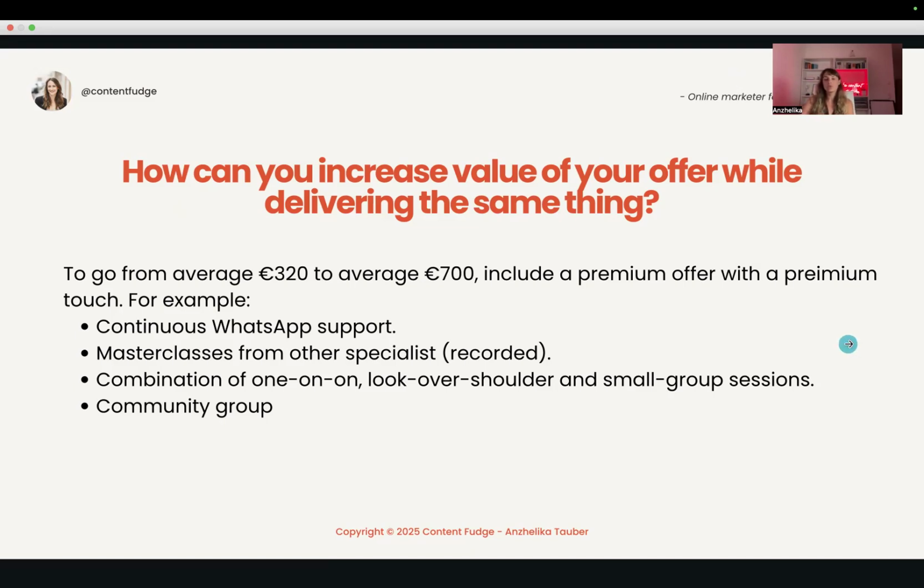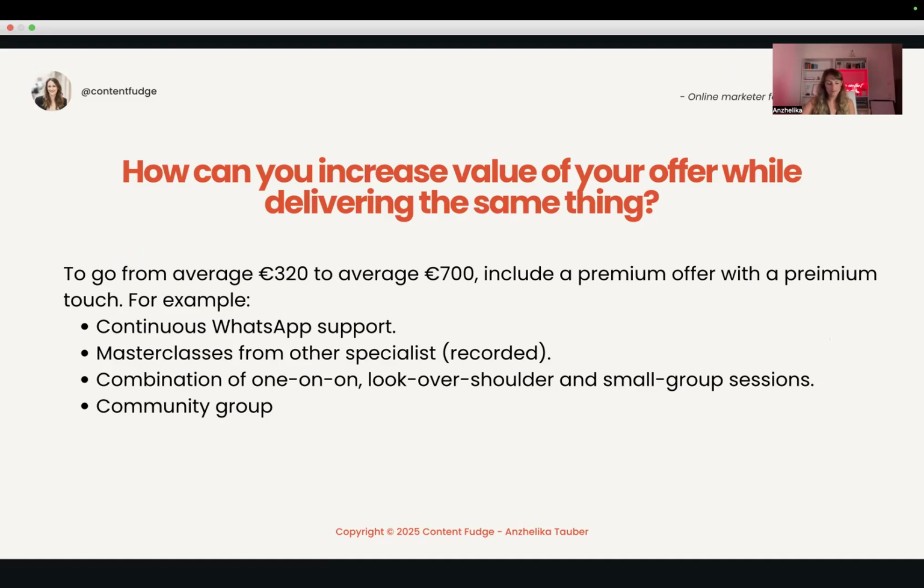So what could you do to increase the average value from 320 to, for example, 700? What could you include in addition to those packages to raise the price of the package to 2,000 euros? First example is continuous WhatsApp support. And I'm including this one because I know that one of you has a client who actually continuously texts you on WhatsApp. And I'm wondering why not to turn this into a monetizable opportunity.